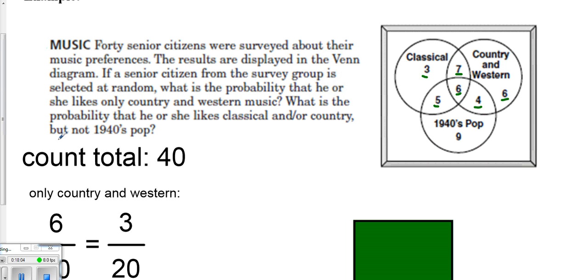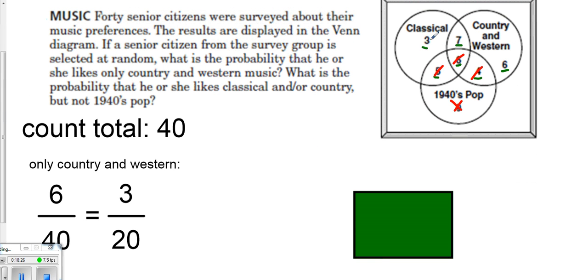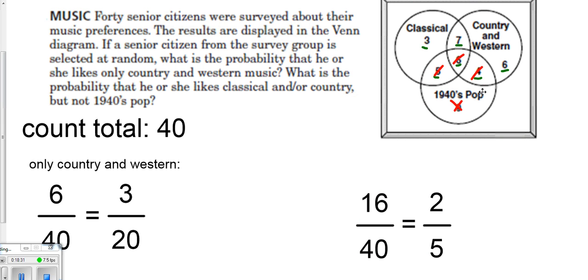But because it says, but not 1940s pop, we don't want to include anything that is in the 1940s pop circle. So we're not including 9. We're going to get rid of the 5, the 6, and the 4, because those ones were part of the 1940s pop, and they said, but not that. So to do that, all we're doing is adding 3, 7, and 6. That would add up to 16 out of 40 people, which reduces to 2 out of 5. So 2/5 would be our probability. And that'll wrap it up for our 6.2 lesson.